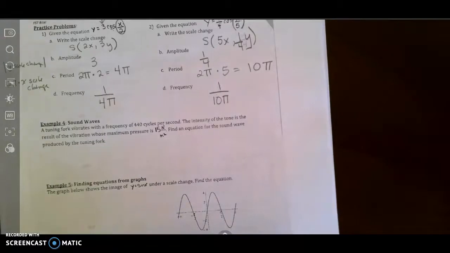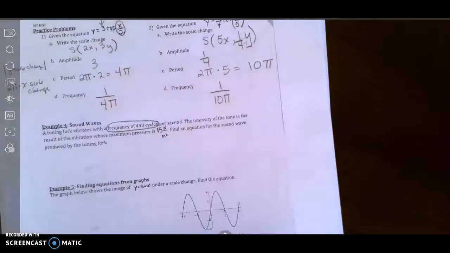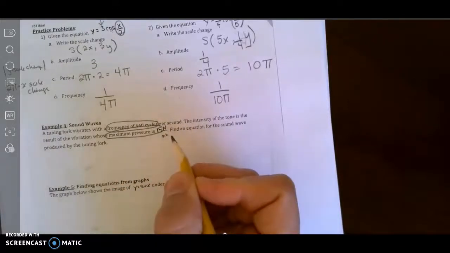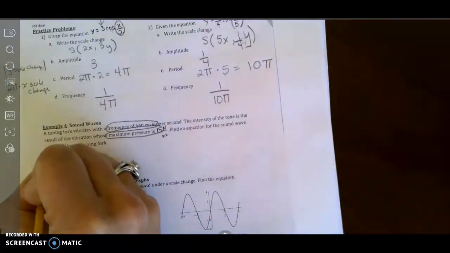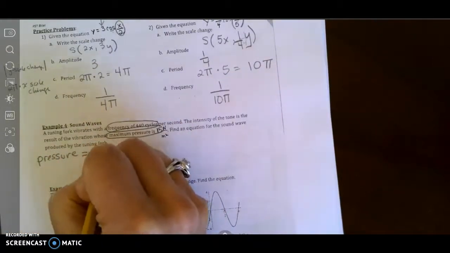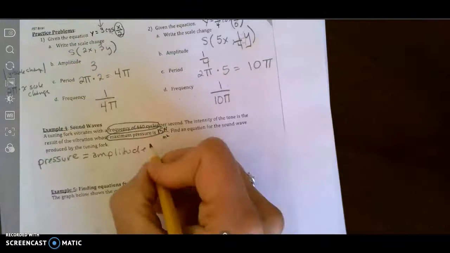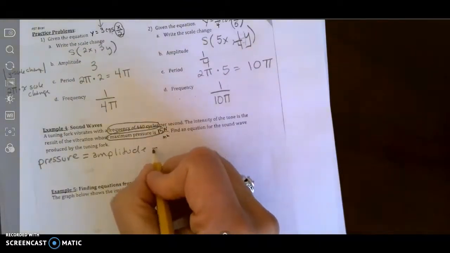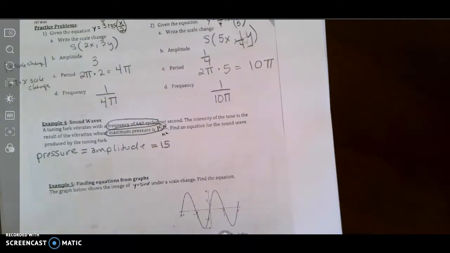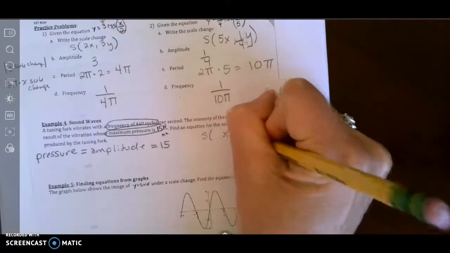All right, a couple things we need to know. The tuning fork vibrates with a frequency. That's going to be important. And then we have a maximum pressure. It's important that we understand that pressure is equivalent to amplitude. And so if our amplitude is 15, that means that our scale change on the y must be 15. We don't know what it is on the x, but we know it should be 15y.